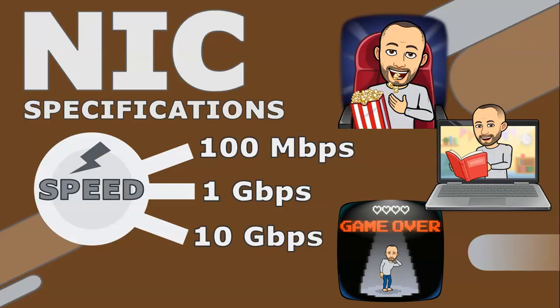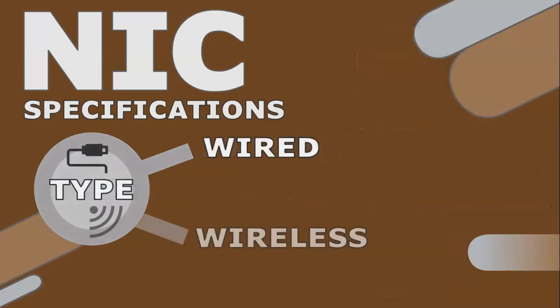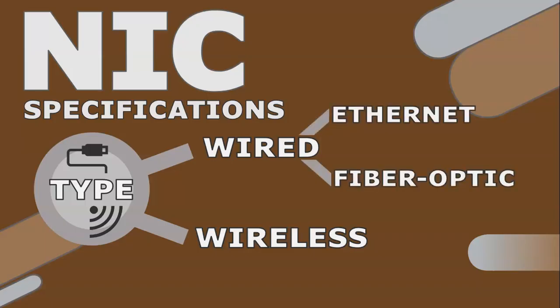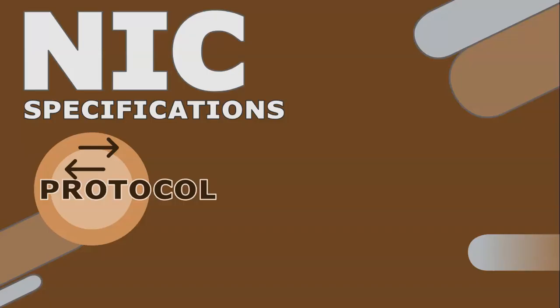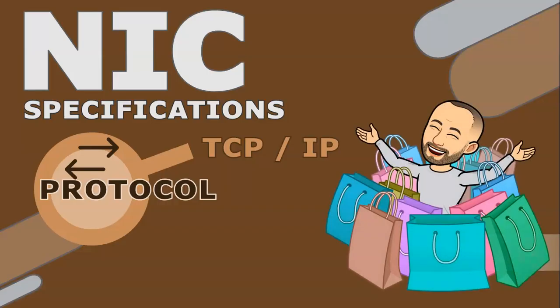Other specifications you may look for are whether it's wired or wireless, and what kind of ports it supports, either Ethernet or fiber optic. Some advanced NICs have built-in encryption or security features to help protect the data as it travels over the network. And NICs also work closely with network protocols like TCP/IP, or Transmission Control Protocol, Internet Protocol, to help send and receive data in small chunks called packets. It's these packets that make up your emails, the videos you stream, and websites you visit.